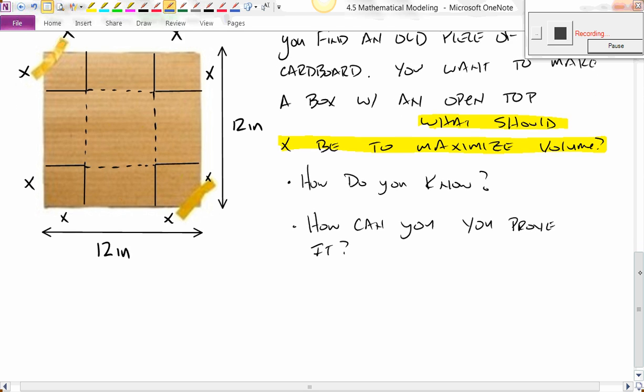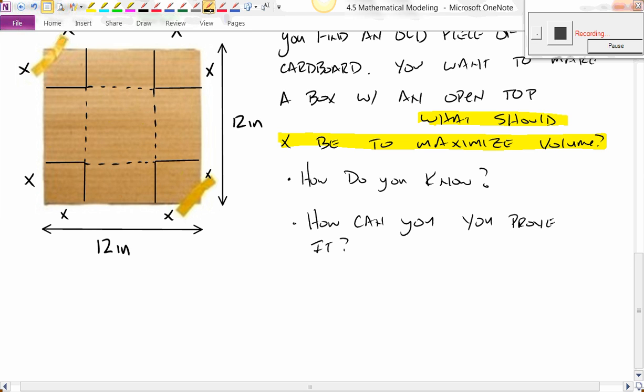So what we want to do, let's go ahead and write down a few things that we know. We know the volume has to be length times width times height. That's the volume of a box. Well, what is the length? If I call this length, it's going to be 12 minus this x and minus that x. So there's two x's. So the volume has to be 12. Yikes, that's not 12. It has to be 12 minus 2x. That's the length.